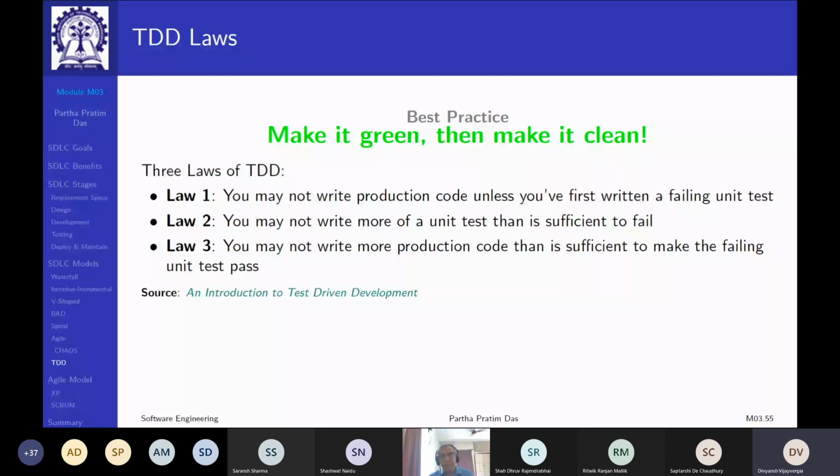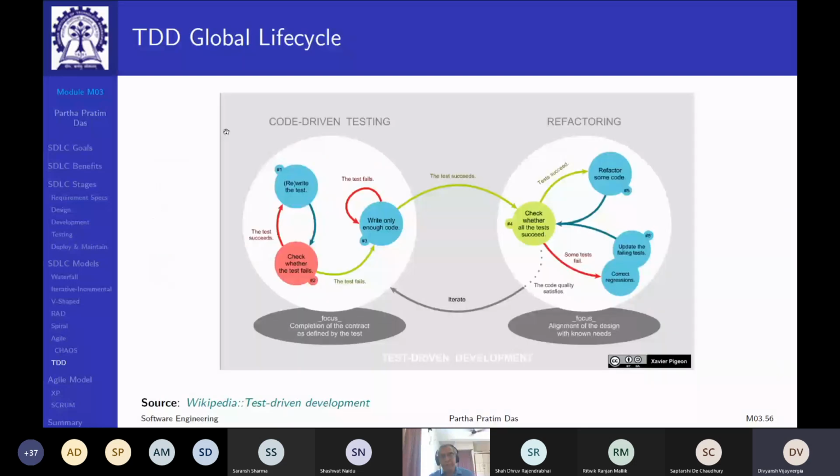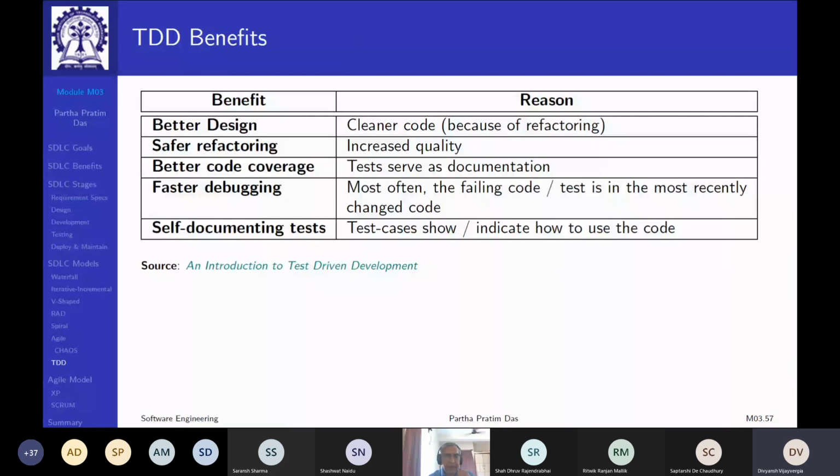So this was what I have been saying in a meta diagram. This is code-driven testing, and this is the new school of refactoring and doing the tests. So there are several benefits. It gives a better design, safer refactoring, better code coverage.